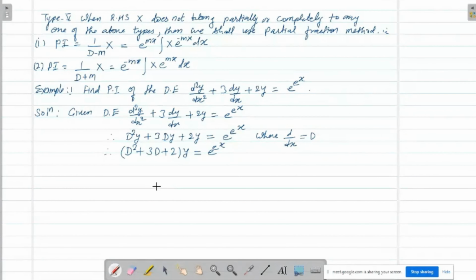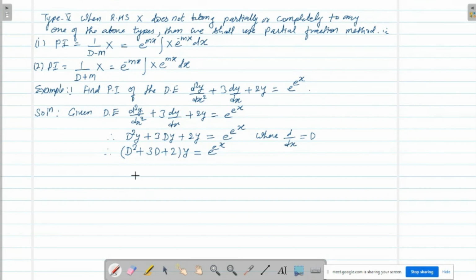So what I have to do? We have to find a particular integral. Okay, I'm not saying solve the differential equation, so you don't need to find the complementary function. If I ask to solve the differential equation, then you will write the auxiliary equation and find the roots of that auxiliary equation. Then you will have the complementary function. Your complementary function will be c1 e raised to minus x plus c2 e raised to minus 2x, because minus 1 and minus 2 are the two roots of the given differential equation.